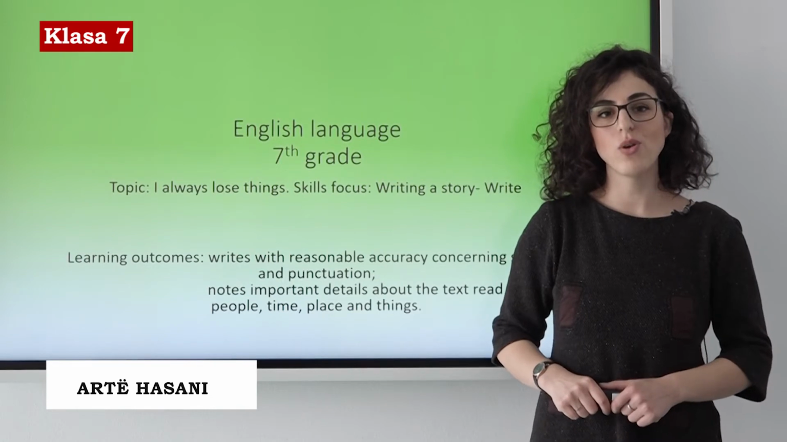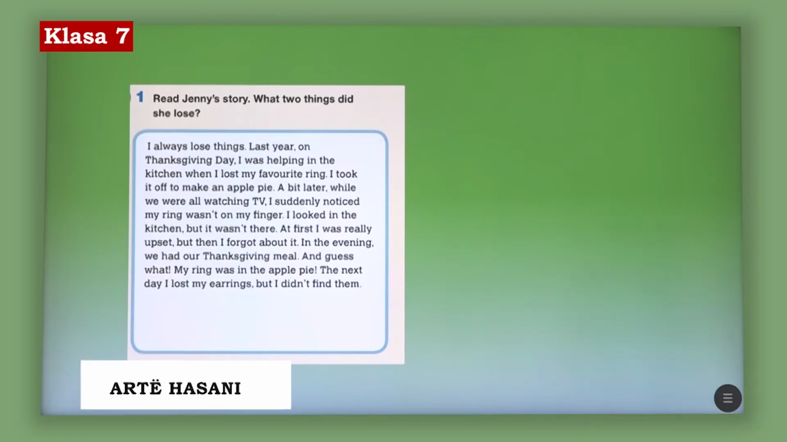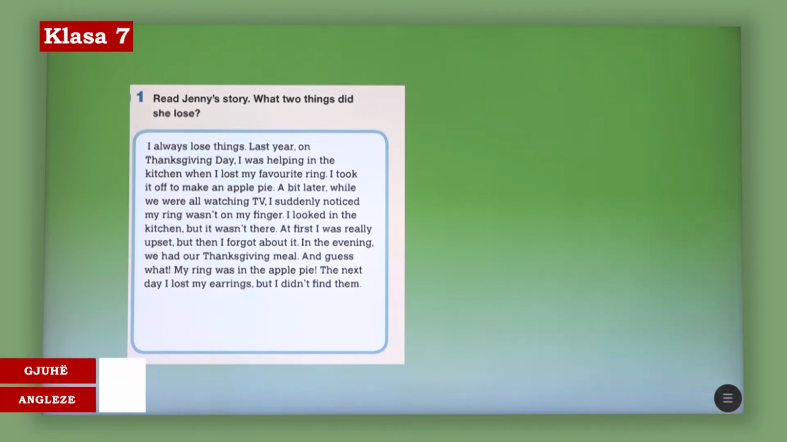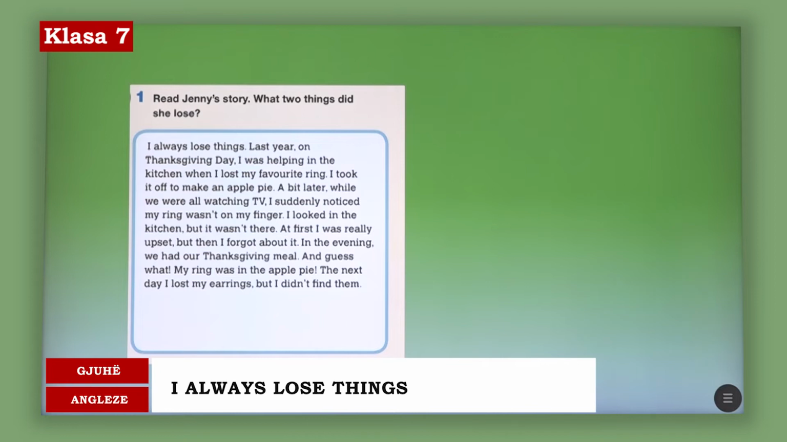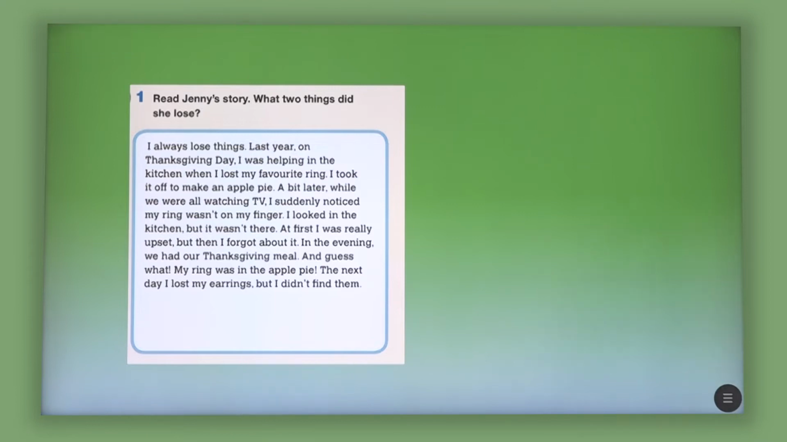Today we have "I always lose things" in writing a story. First we're going to read a story, Jen's story, and we're going to find what two things she lost. Let's start. I always lose things.